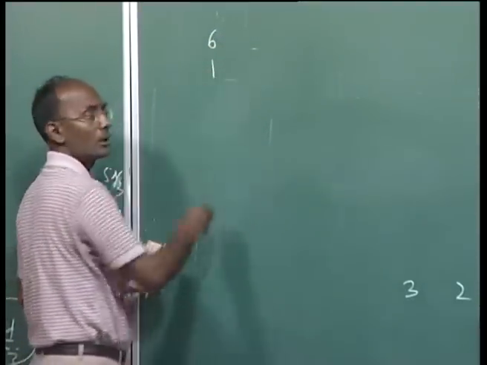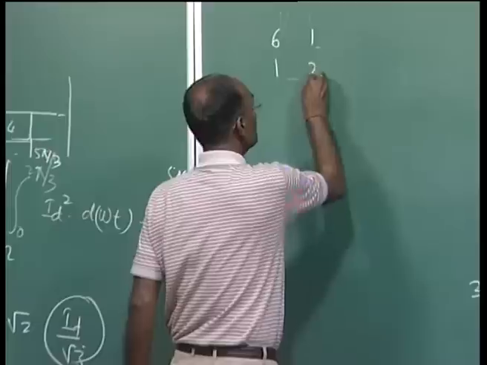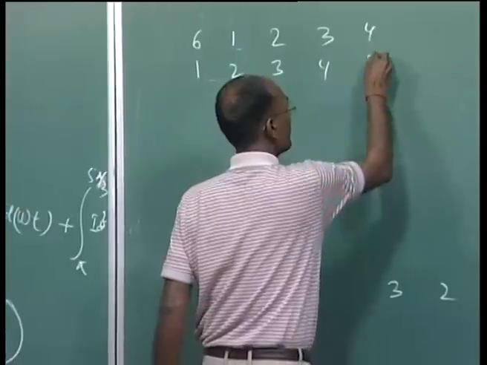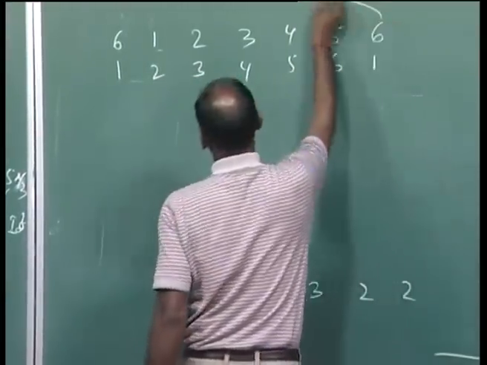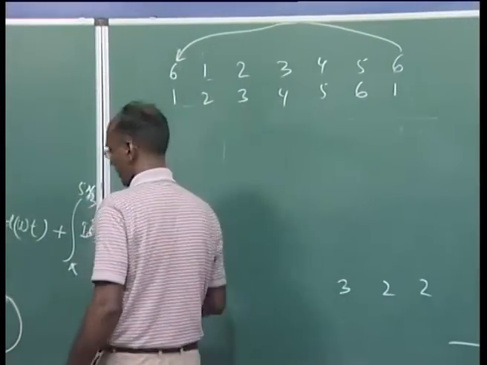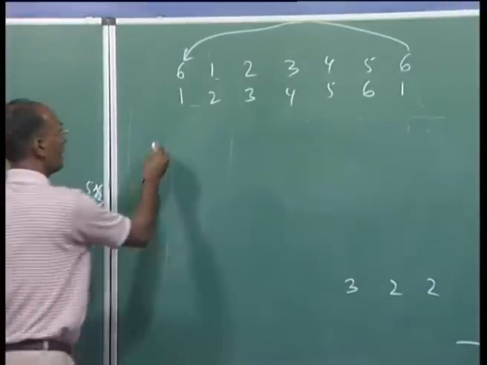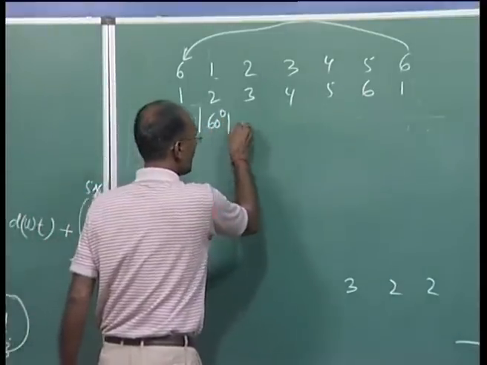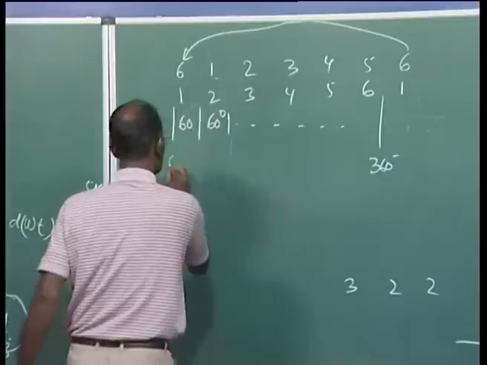So, 6 1 are conducting, then it will be 1 2, then 2 3, here 3 4, 4 5, 5 6, and then again we are getting 6 1, which means this is repeated. All these pairs conduct for 60 degrees. So, this is a complete cycle. If we start from here, this will conduct for 60 degrees, this for 60 degrees, and so on and so forth. Here you will find it is 360 degrees from 0 to this one.